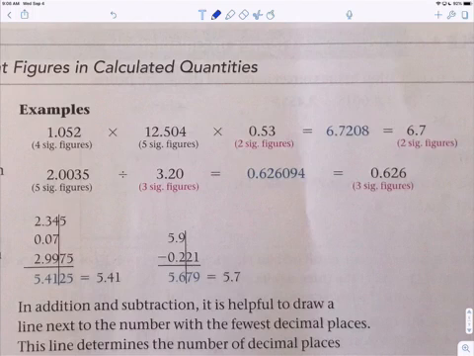Same thing with this one here. You know the tenths place, this one's to the thousandths, but you're limited by the tenths, so you round up to the tenths place, or round down to the hundredths place here.